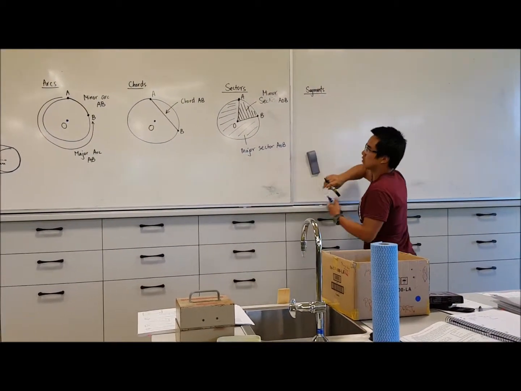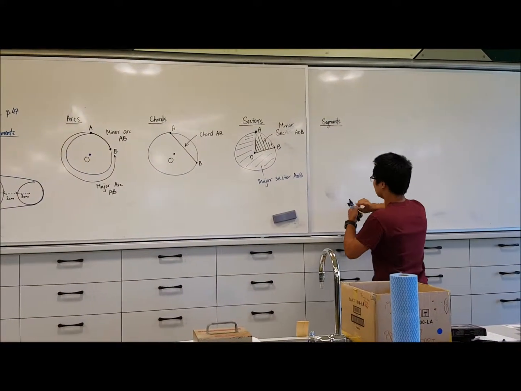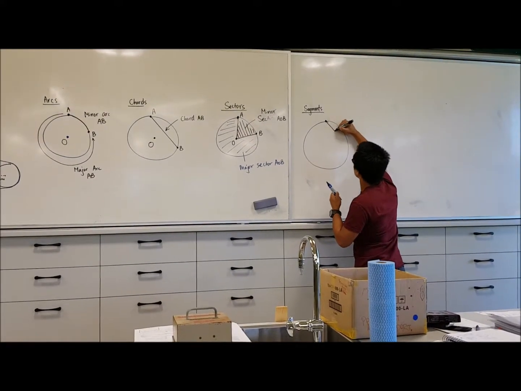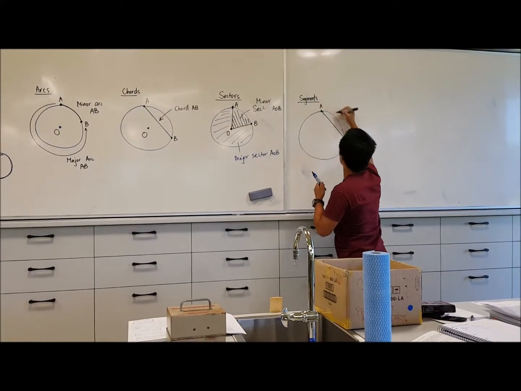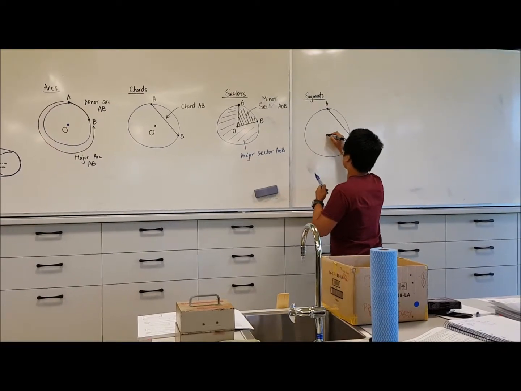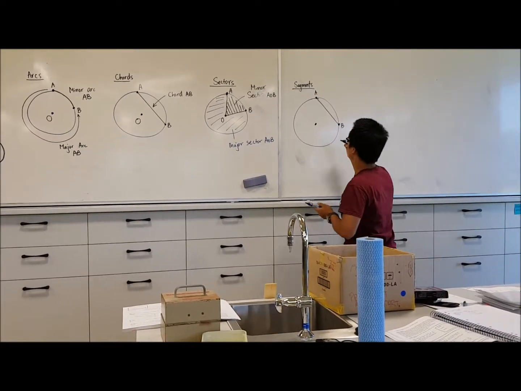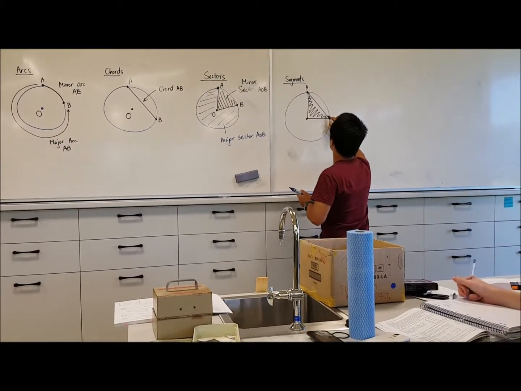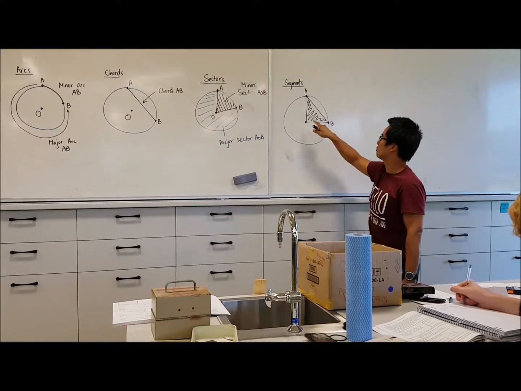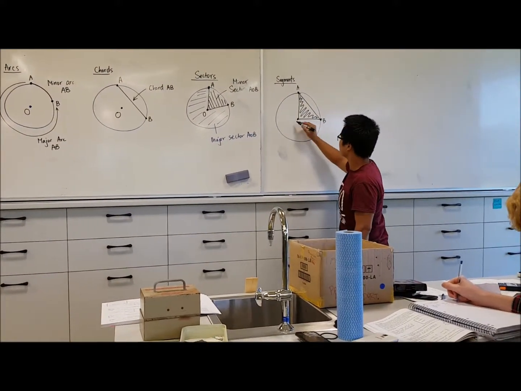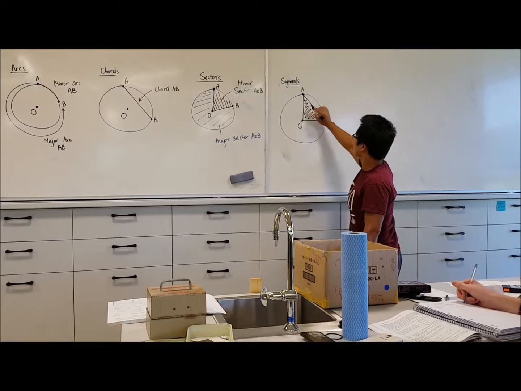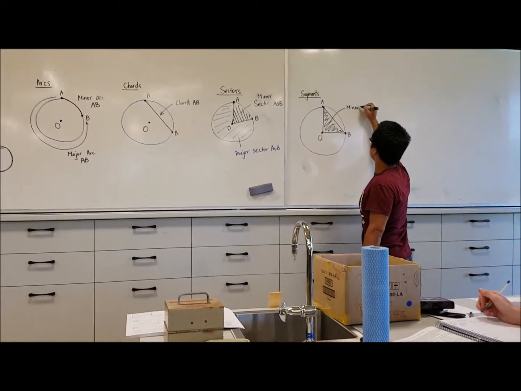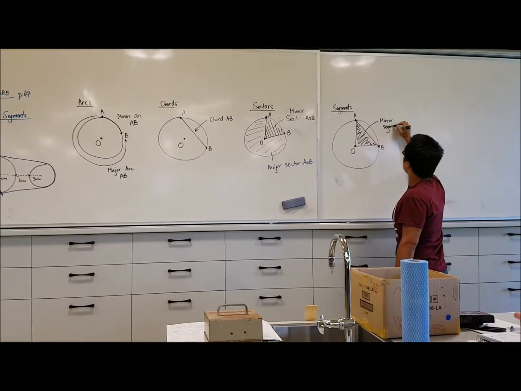So segments are defined off chords. Our segment is another chord running through the circle. It is almost like a sector, except it stops at the chord. So the minor segment is a triangle that's confined by two radii, radius OA, radius OB, and the chord AB. And this is the minor segment, AOB.